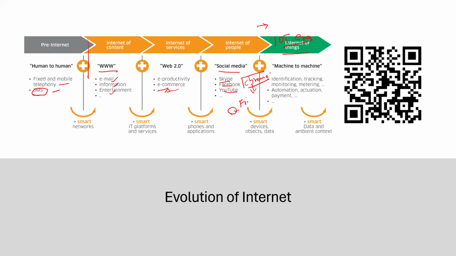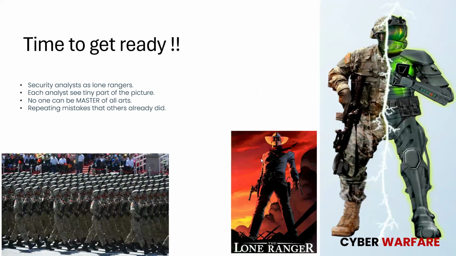The attacker will always find a new way to attack the system, and the system security people will always find a new way to stop that risk. So this loop will go on forever, and the security standards should also keep improving forever. If we see the evolution of the internet, we can see how important cybersecurity is going to be in the coming future. So it's time to get ready, you can say.